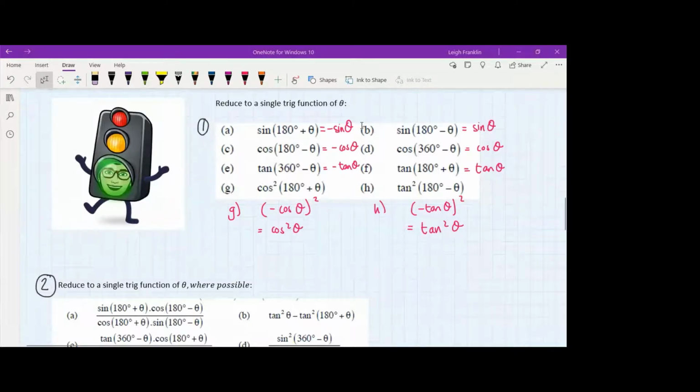Younger, go for it. What's your question? Ma'am, for the last 2 answers, the first part I got it correct, but then where you get the answer of cos squared theta and tan squared theta, why is it not negative anymore?